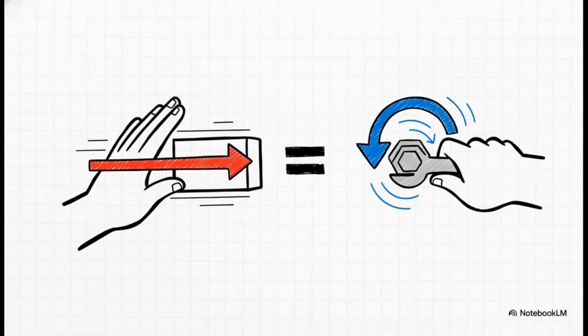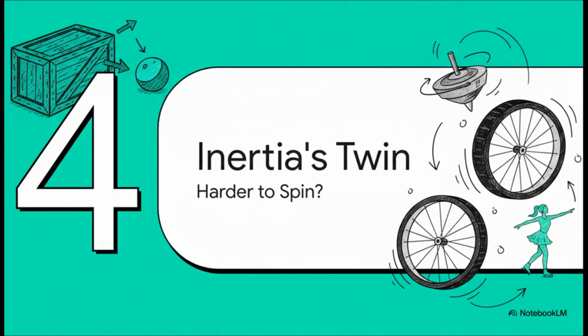So here it is, the direct translation, the big connection. Just like a net force makes an object accelerate, a net torque makes an object have an angular acceleration. In other words, torque is what makes things change their spin. It's the perfect rotational twin of force. Simple as that.